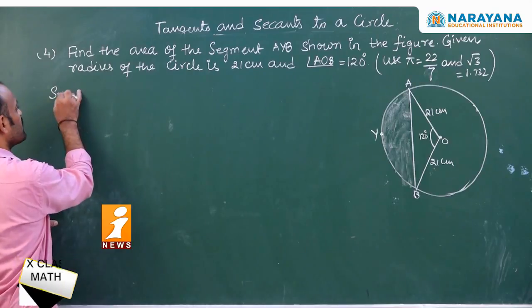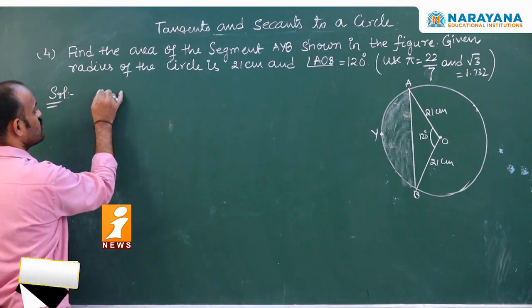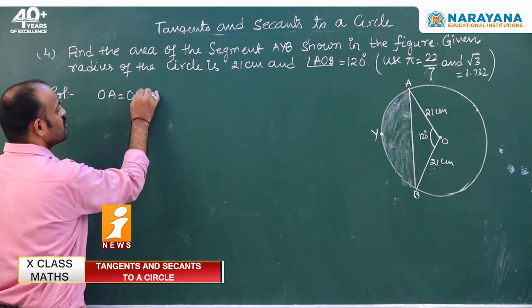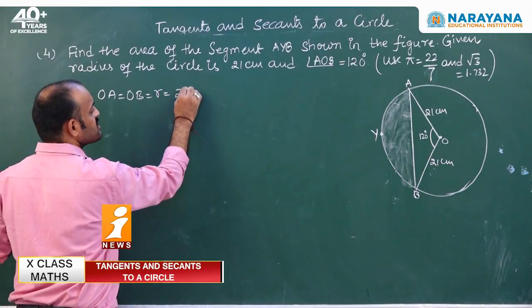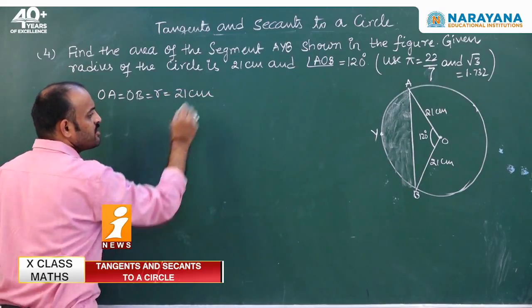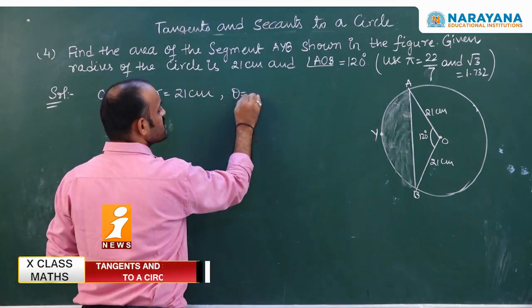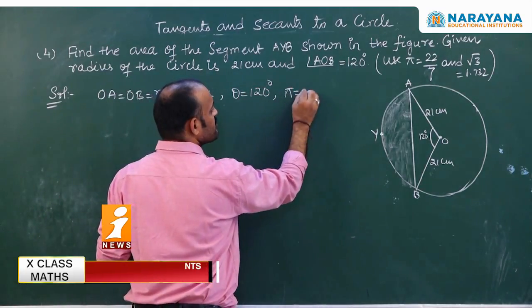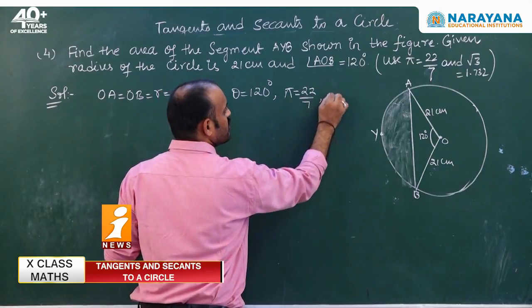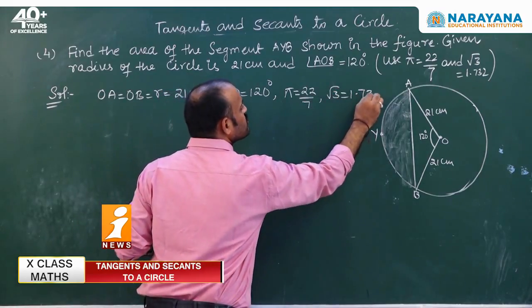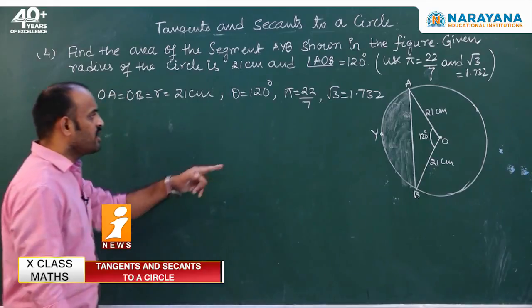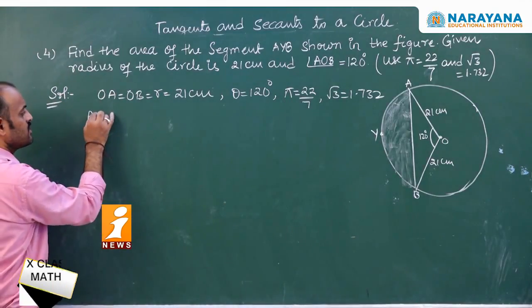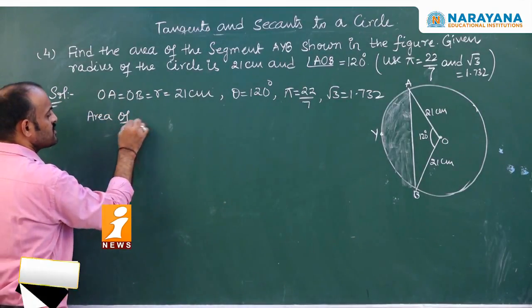So what he has given, that we write first. OA equals OB equals R, which is the radius, 21 centimeters. Theta, which is the central angle, is 120 degrees, and pi is given as 22 by 7 and root 3 is given as 1.732. Using all this, we are going to find the area of the segment.